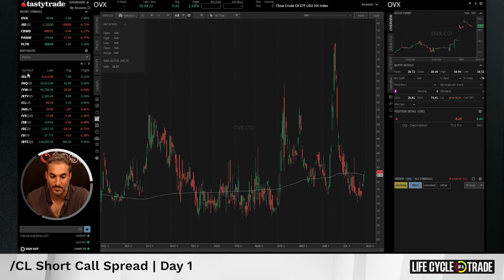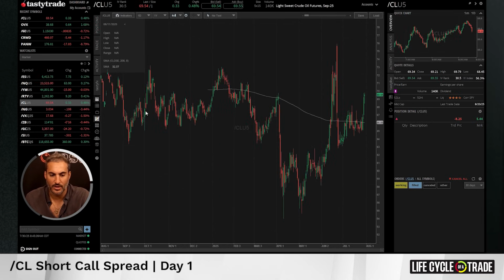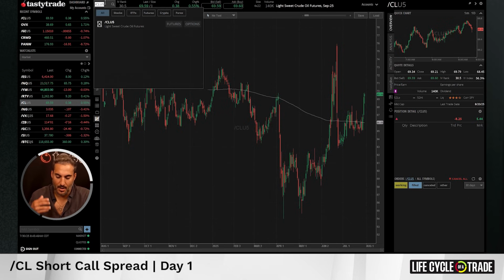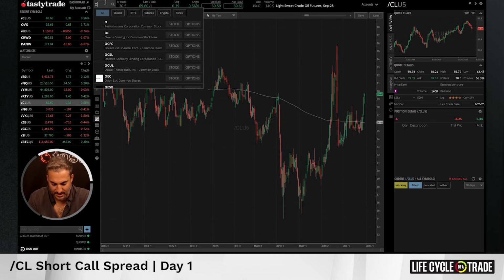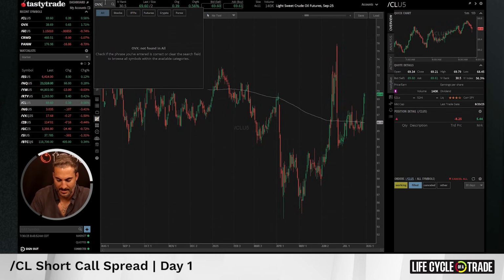One of the things that has really been moving this week is oil. Oil futures have gone all the way up to basically 70 here. We're just about 50 cents below 70. IV rank of 30. Oil volatility, you can chart this and view this by typing in OVX colon CGI.